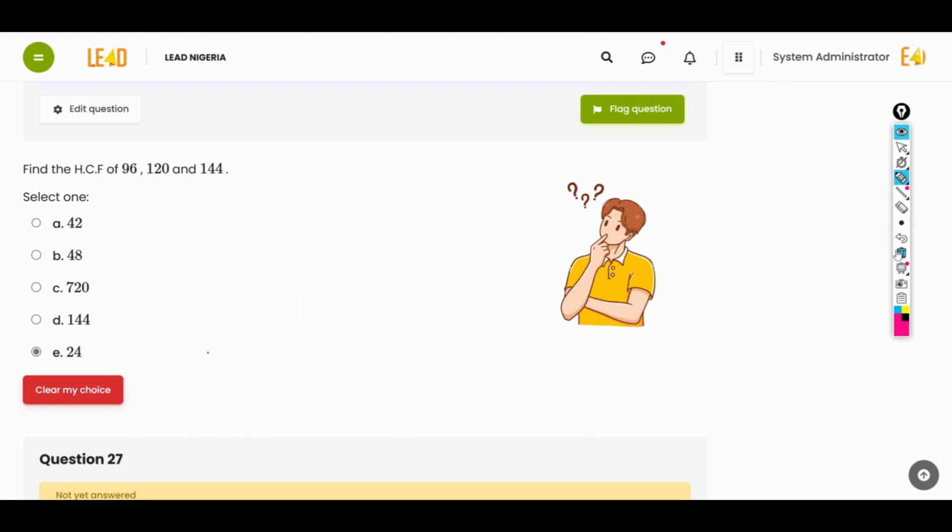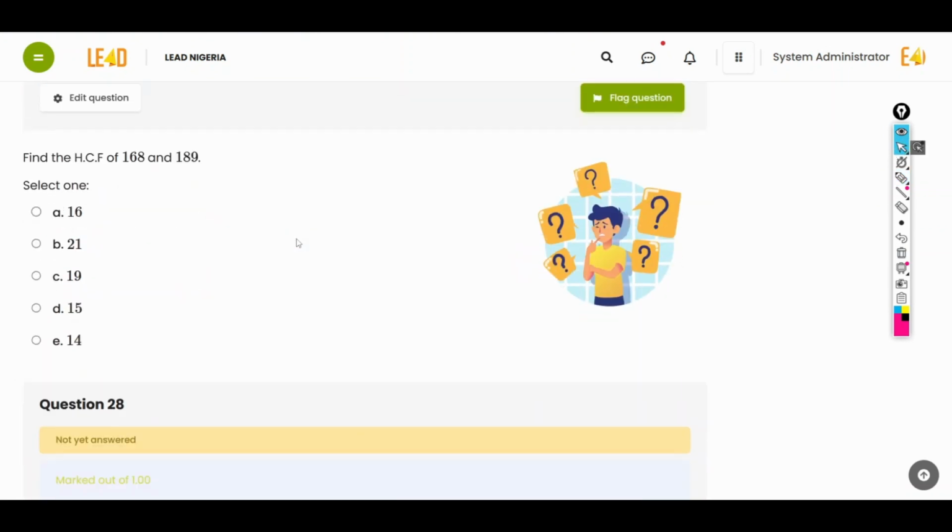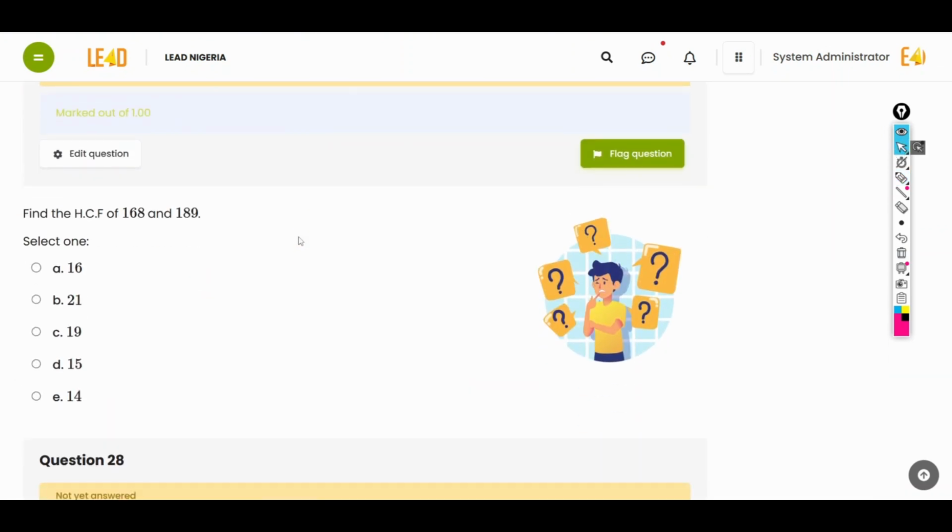So for 27, we have: find the HCF of 168 and 189.